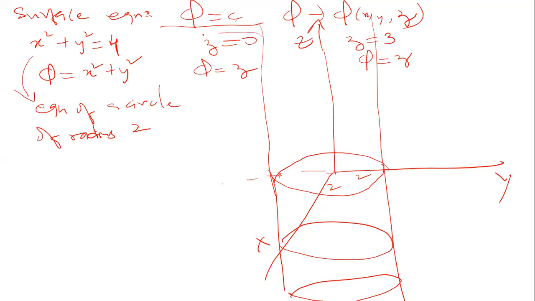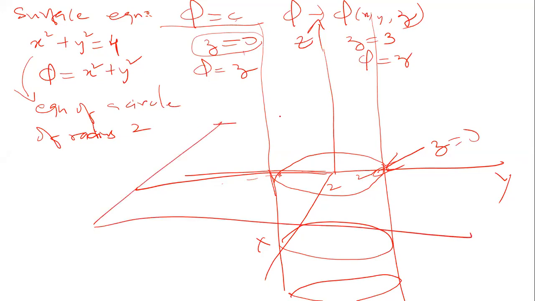Now, what is z equal to 0? z equal to 0 is the surface on the xy plane. This will be your z equal to 0 plane, because for every point on this plane the z value is 0. Now, what is the z equal to 3 surface? This is z equal to 0, and this is where z exists.